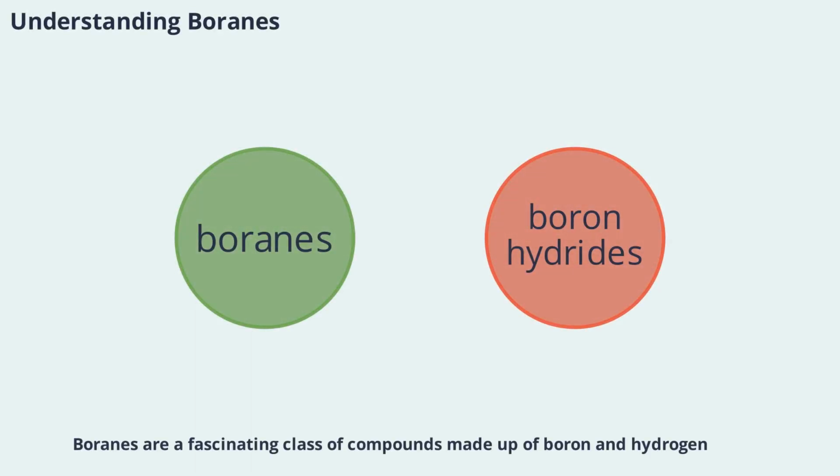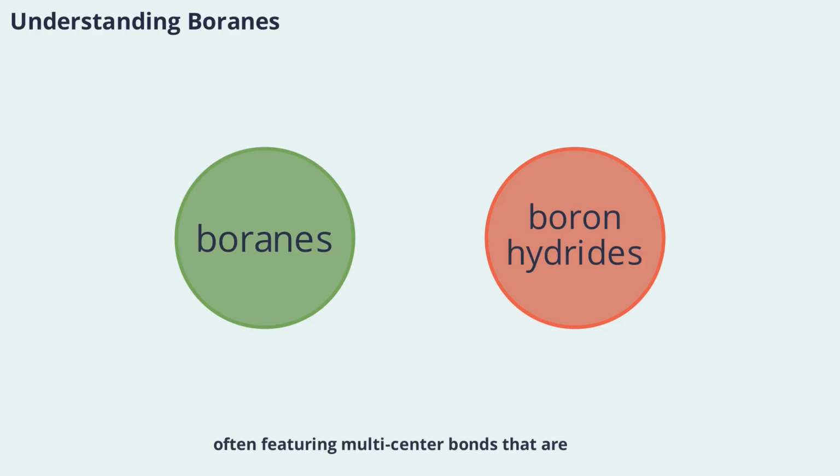Boranes are a fascinating class of compounds made up of boron and hydrogen. These compounds are known for their unusual structures, often featuring multicenter bonds that are not commonly found in other chemical families. Boranes are important in chemical research and have applications in rocket fuels and as reagents in organic synthesis. Their unique bonding and reactivity make them a subject of ongoing scientific interest.